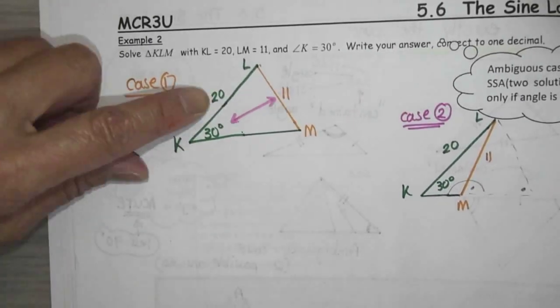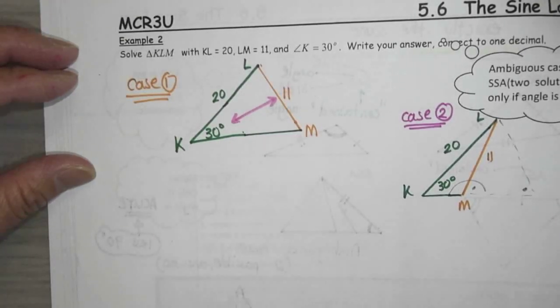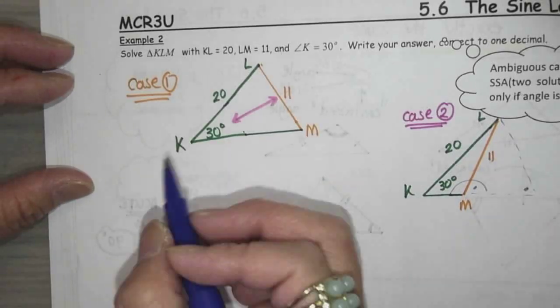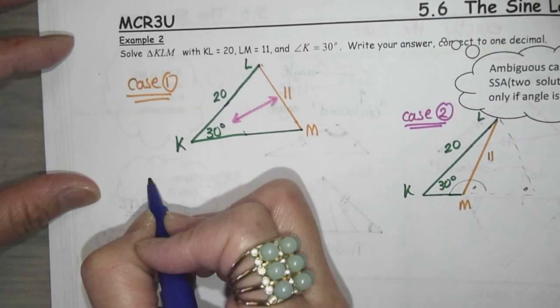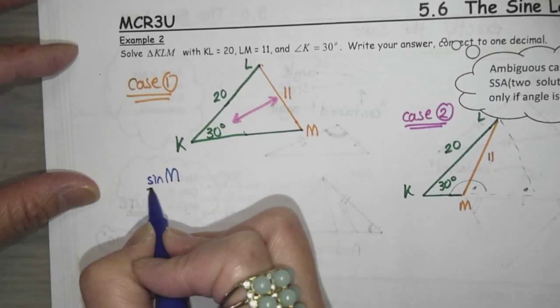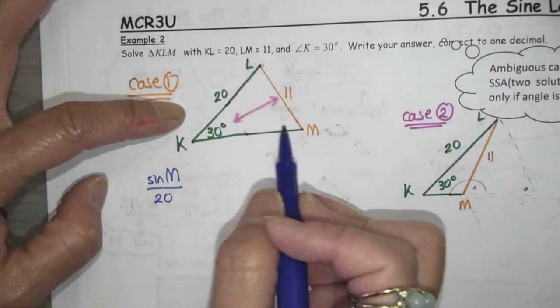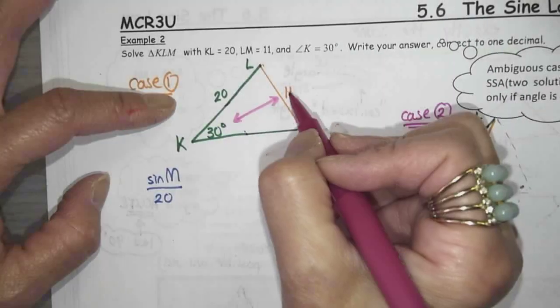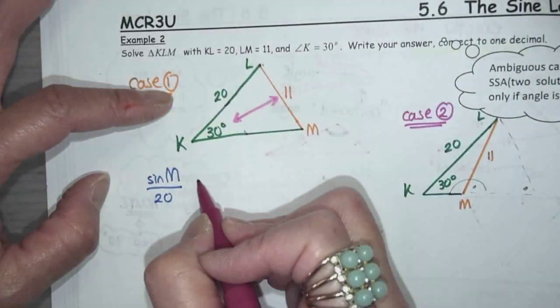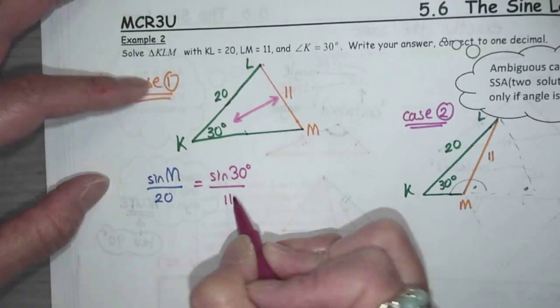There's no other information, right? There's 20 across from it. There's nothing. So we're all going to find angle M. If we're finding angle M and using sine law, I do this: sine M, capital M, over 20, right? So that's the over 20, so that's this scenario. And it equals my beautiful, glorious one here, which is going to be sine 30 over 11.